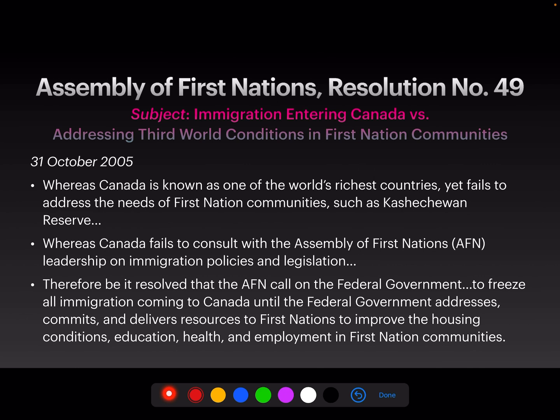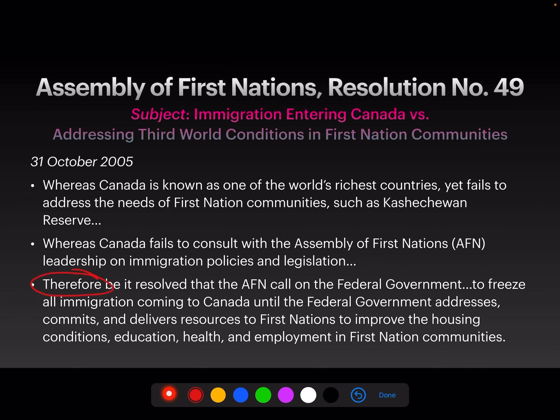Whereas Canada is known as one of the world's richest countries, true, yet fails to address the needs of First Nation communities, true. Whereas Canada fails to consult with the Assembly of First Nation leadership on immigration policies and legislation. Remember, if they're supposed to be partners, they're supposed to have consultations with each other about all kinds of laws and policies. We're supposed to ask First Nation people, how does this affect you? Do you like it? Do you not like it? And Canada continually runs into issues where we get in trouble because we did not do proper consultation with our First Nation partners across Canada. So here's their conclusion, the therefore.